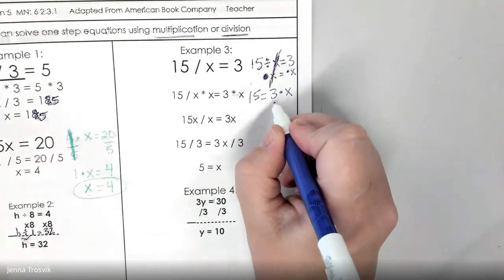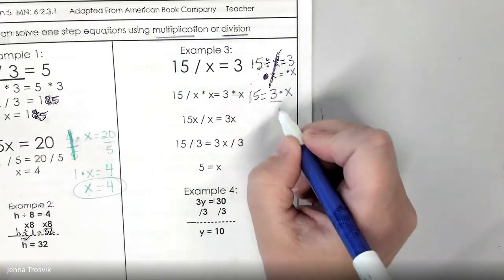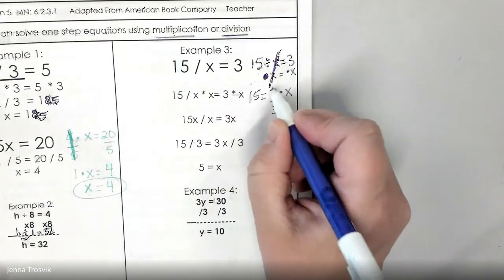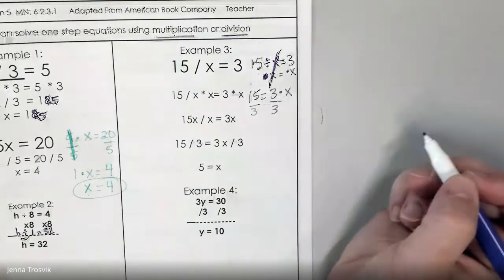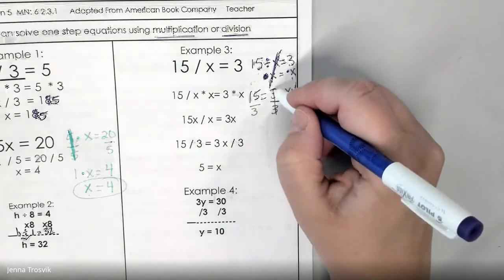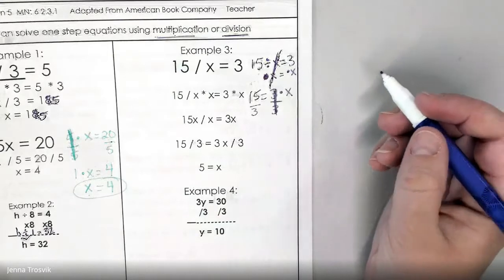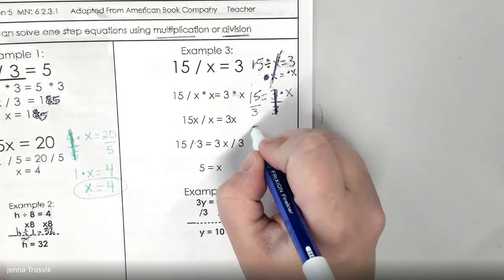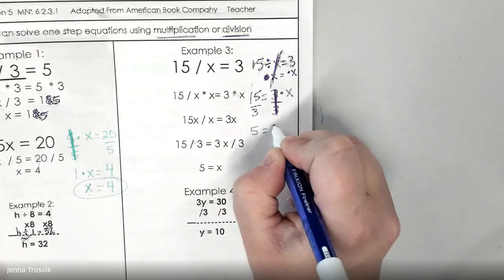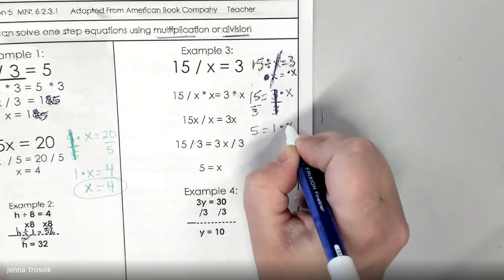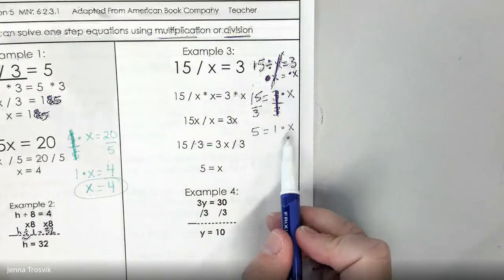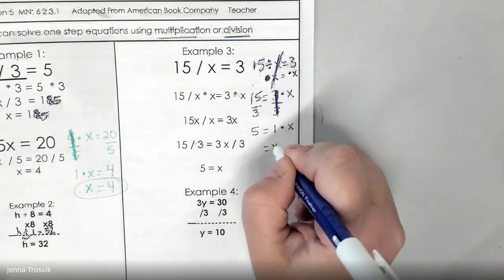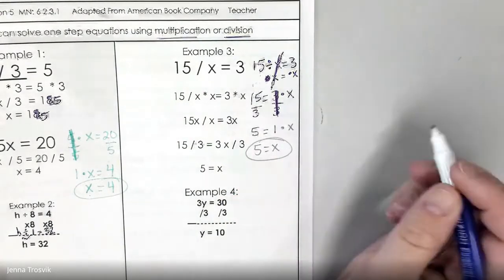So if I need to get rid of the 3, in order to get rid of it, I need to divide out 3 from both sides. This is going to turn into a 1 because it cancels itself. 3 divided by 3 equals 1. And this is going to give me 5. So this is 5 equals 1 times x. We know that 1 times x equals x. So we know that x equals 5.